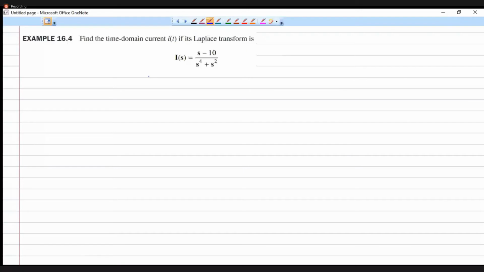We will do another example in which double poles are coming. Find the time domain current I of t if the Laplace transform is like this. In this question, the Laplace transform is already given, but when we do network problems, or when we try to solve the network equations, we have to write this Laplace transform of the currents. That we will see in the coming time.